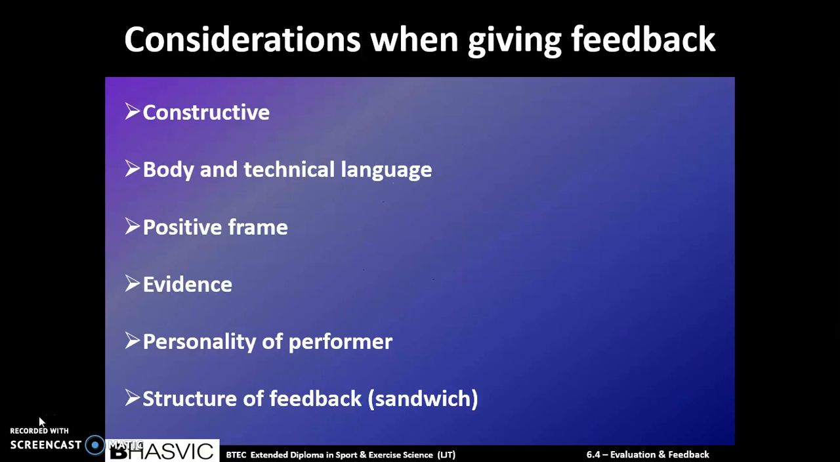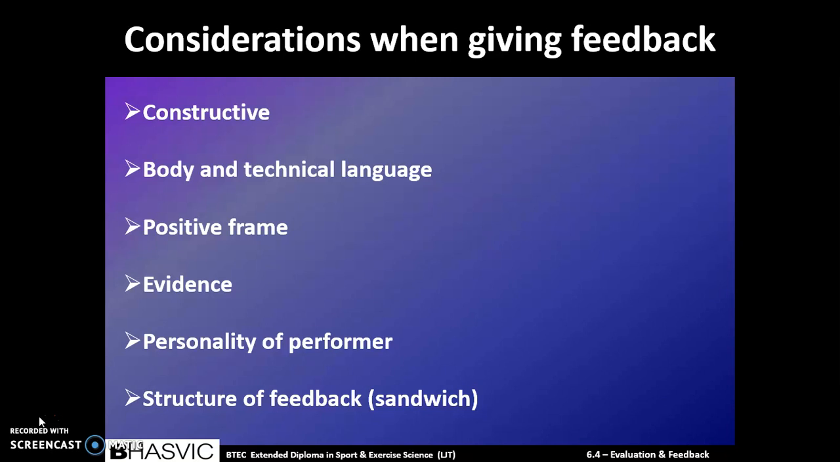So when giving feedback, of course, to be considered is that the feedback needs to be constructive, in the sense that you can't be giving feedback that isn't actually beneficial to the performer. It's not going to help their performance, it's not going to help them improve. You don't want to be giving feedback that just makes them feel bad about themselves and then makes them play even worse and perform even worse. It needs to be something that they can use to build on.